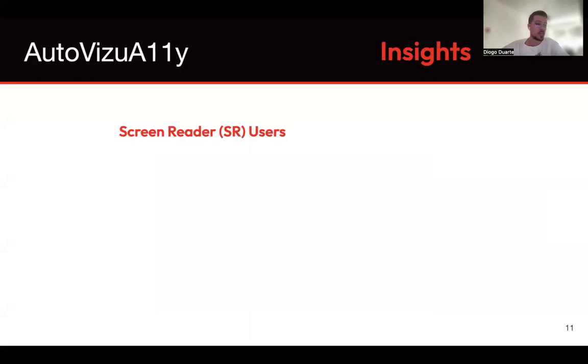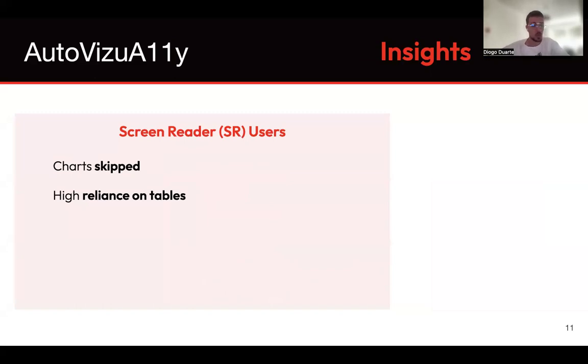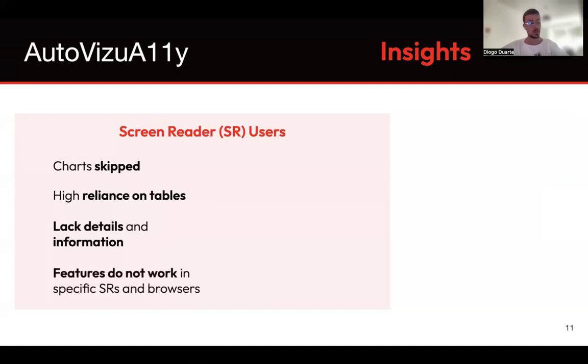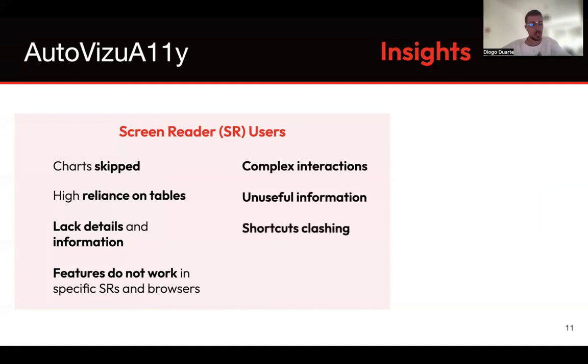So from these interviews, it was gathered that in the case of screen reader users, charts get skipped a lot by their screen readers, and since they are generally inaccessible, these users rely a lot on table alternatives. But even when they encounter visualizations with accessibility considerations, these still lack details and information, have features that do not work with specific screen readers and browsers, together with having complex interactions and useful information for the task at hand, together with the clashing of shortcuts between the visualization ones and others.